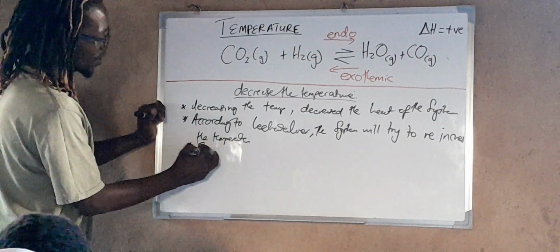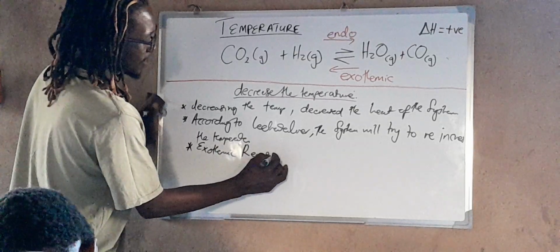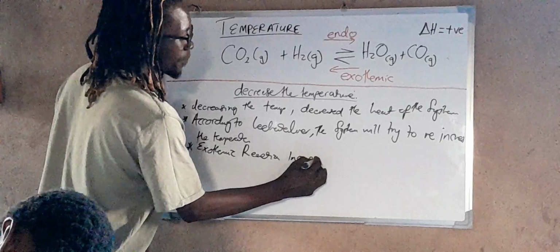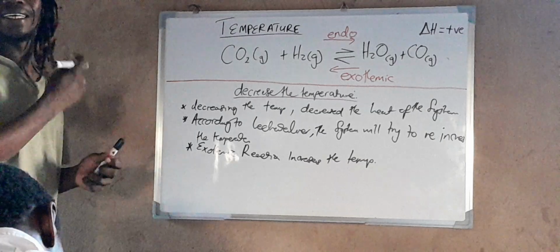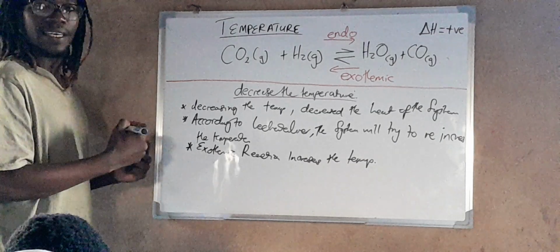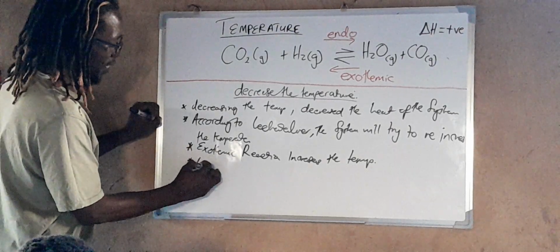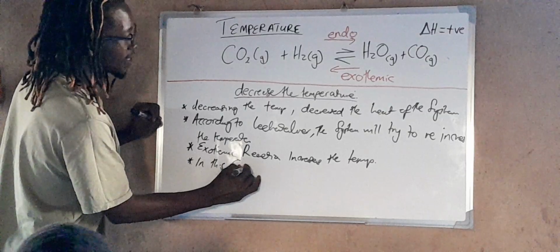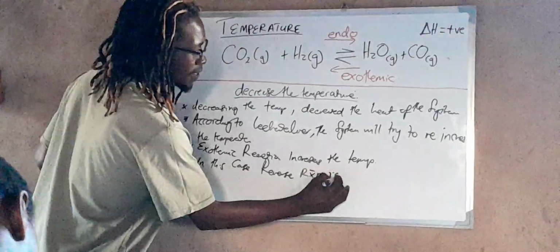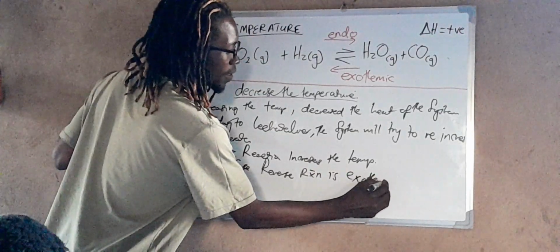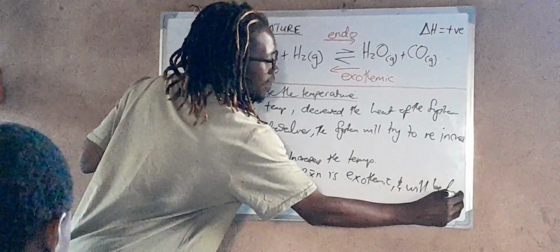So, an exothermic reaction increases the temperature, right? If the exothermic reaction increases the temperature, it means that it should be favored. So in this case, the reverse reaction is exothermic and will be favored.